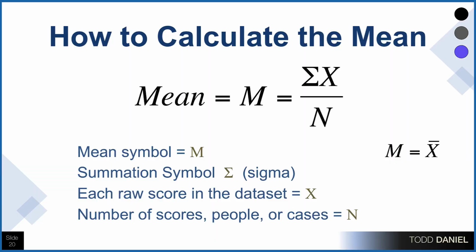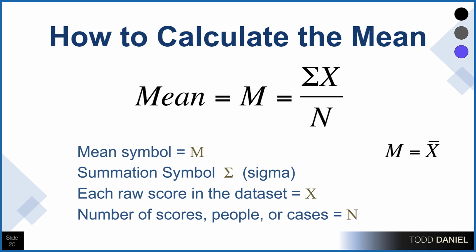Now, I told you that the mean is the mathematical center of the distribution. We should then consider what is the mathematical formula that we would use to calculate the mean. And it's pretty simple. We add up all of the scores, and then we divide by the total number of scores. In this formula, the thing that looks like a giant E is the sign sigma, capital sigma, which means add up the scores that follow. X are the raw values in the data set. So this is the sum of X divided by N, which would be the number of scores or people or cases in our data set. Sum of X divided by N equals the mean.